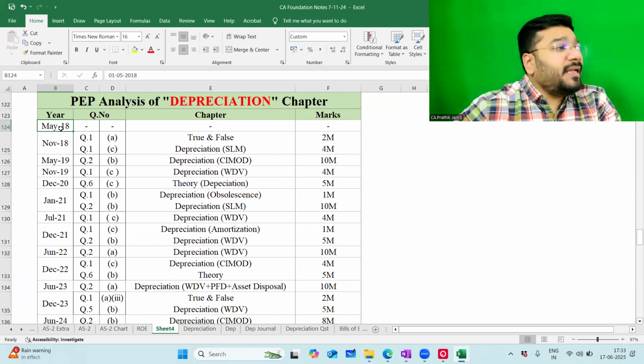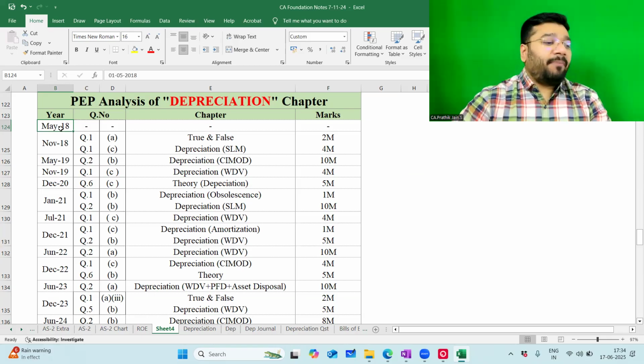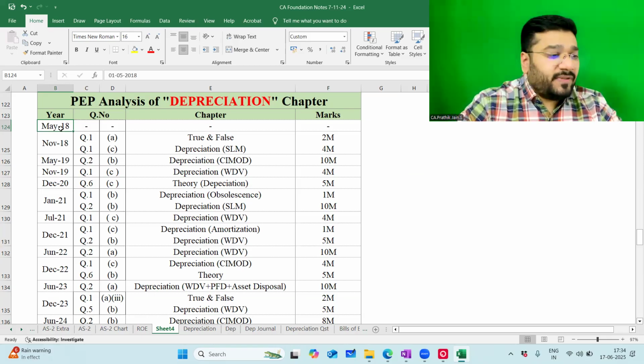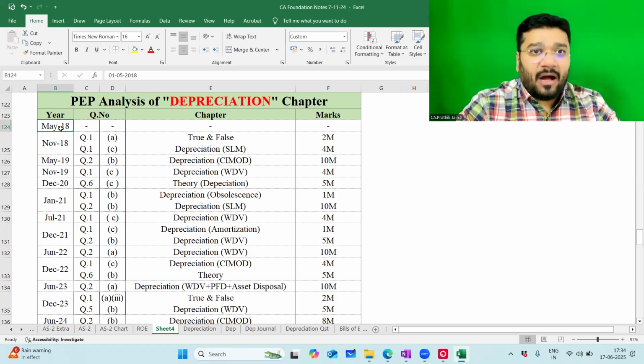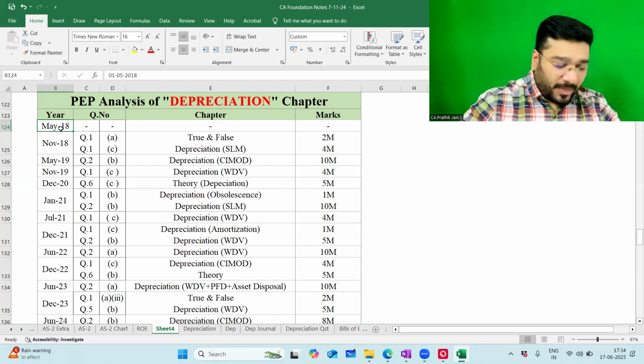Prior to May 18, it was CA CPT, which means all the four papers were MCQ based. May 18 onwards, only in the CA Foundation, accountancy and the law subjects were made descriptive in nature, right? So since May 18, I've compiled this analysis, which says that in May 18, you had no question coming from this chapter. But since then till now, not one exam has gone by where you've not got a question from this chapter, which means in every examination, you've got at least one question from this chapter.